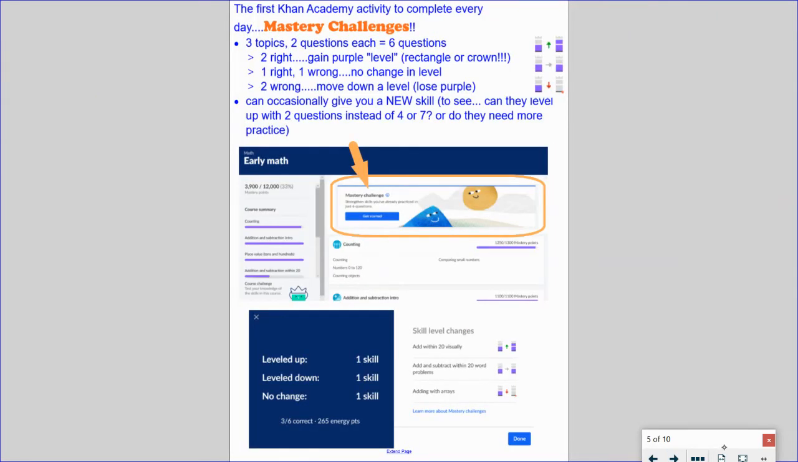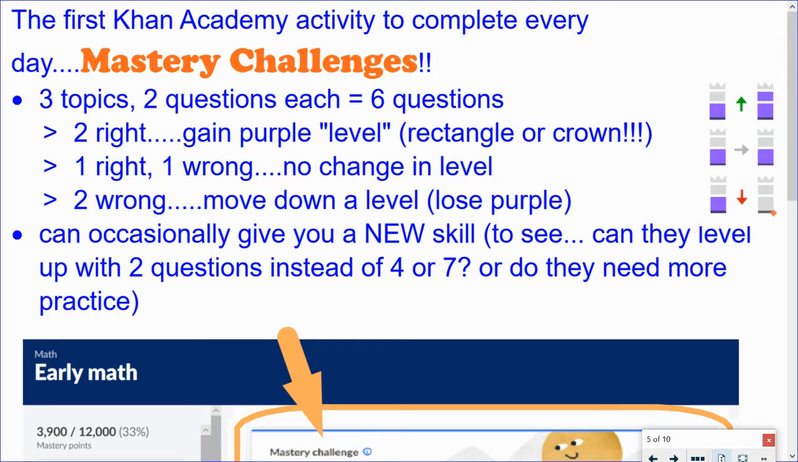And if we go on, the first thing you do every day when you get on Khan Academy is going to be called a mastery challenge. Now, mastery challenges, it's 3 topics, 2 questions each. So it's a total of 6 questions. If you get both questions right in a topic, you'll get some extra purple. Sometimes you can even get the crown. If you get 1 right, 1 wrong, nothing changes. And yes, it's possible, if you get both questions wrong, the computer's going to say, how does this person know this stuff? They need some extra practice. And so you will lose that purple.